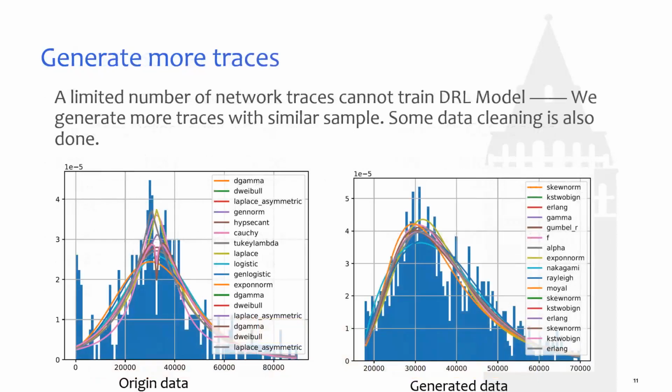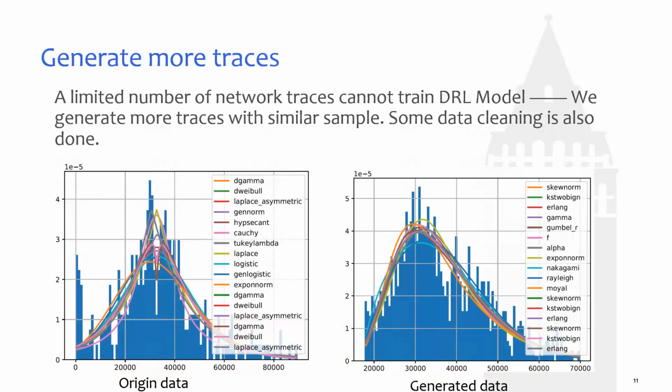We also use some tricks in training to improve the model's ability. OpenNetLab only gives us a limited number of network traces. These data are completely not enough for DRL model training, and we found some extreme data, such as the zero rate that might be caused by unstable connections, is not conducive to the convergence of the model.